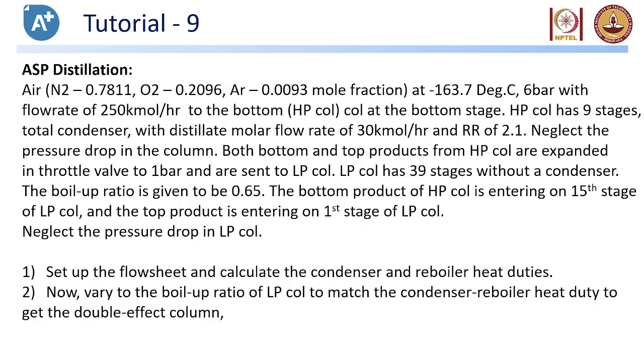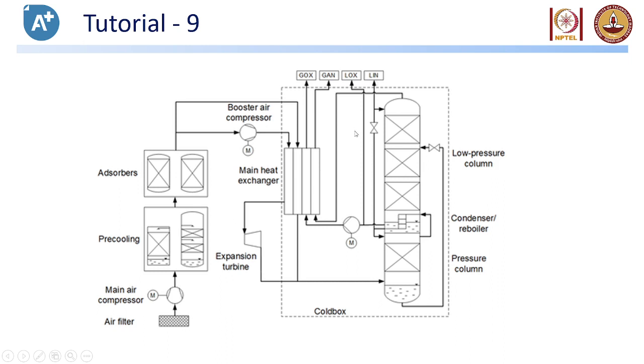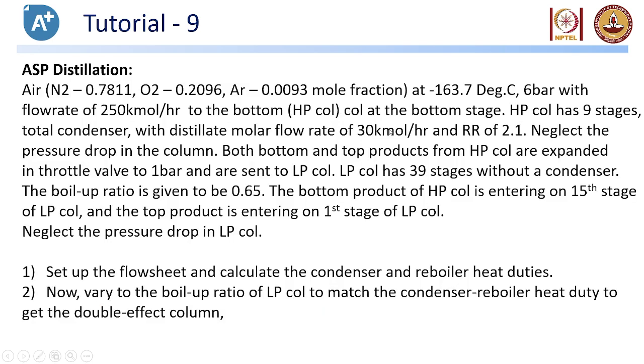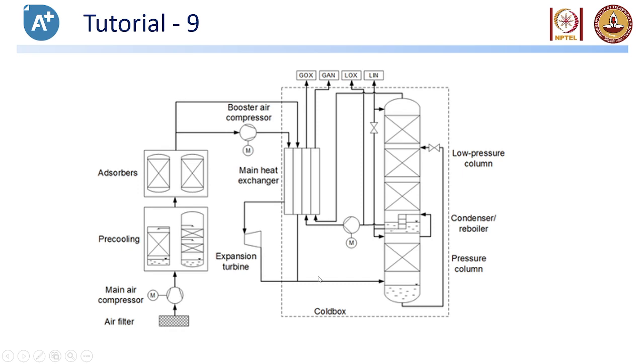Okay, fine, no issues. See, we are simulating this section of the process. It has two columns: one bottom column, which is also called the HP column, and the top column, which is also called the LP column. Given that air with a certain composition at a certain temperature and pressure and so and so flow rate, all the stream specifications of air are completely specified. It's sent to the bottom of the HP column at the bottom stage. Do you see this? Okay.